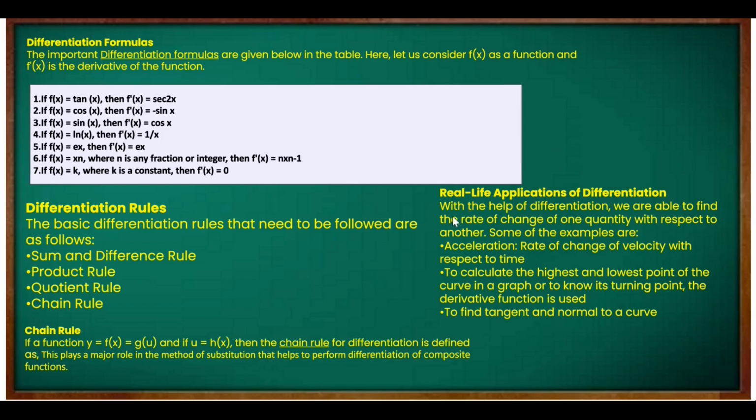Like this, differentiation is also a huge concept. With the help of differentiation, we are able to find the rate of change of a quantity. Correct. Examples: acceleration, the rate of change of velocity with respect to time. Then to calculate the highest and lowest points of the curve in a graph, you know, it's a turning point, right? The derivative of a function is used, and to find the tangent and normal to a curve. Tangent and normal, right? Chain rule we discussed, correct?